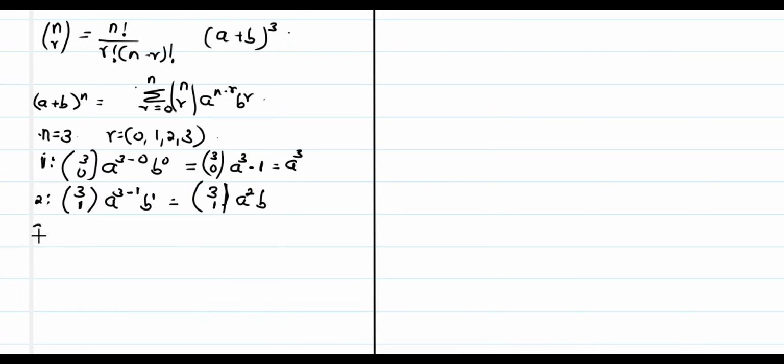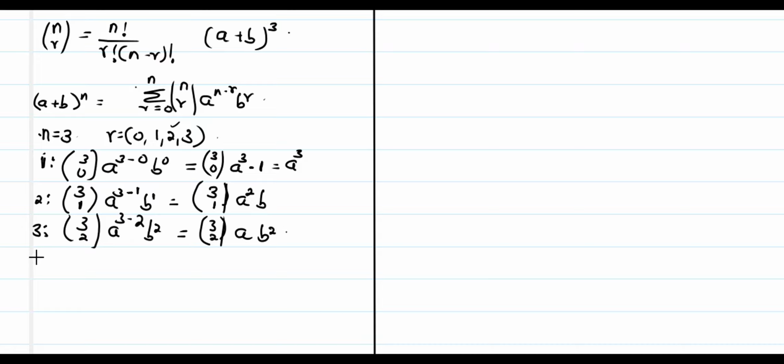Then go to the third expansion, where it becomes 3, and then r takes on 2. Then here, n is 3, but now minus 2, times b raised to power 2, which becomes 3, 2, times a raised to power 3 minus 2, which is just 1. So a raised to 1 will just be a, because a number raised to power 1 is just the number itself, then b squared.